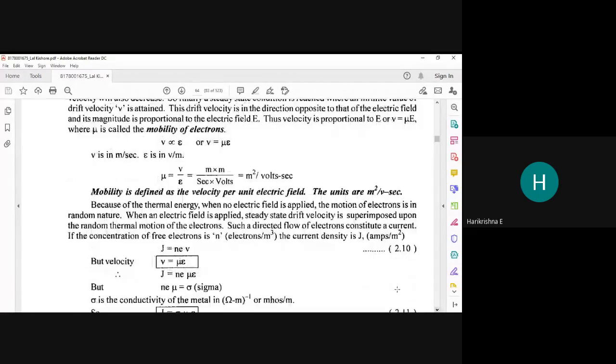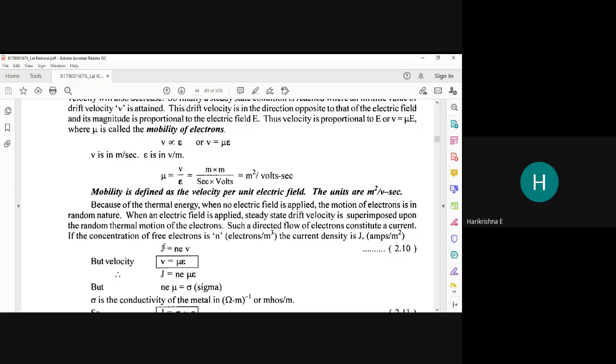Now, the next parameter is J, current density. The units are amperes per meter square. And you can see here in this discussion, N is discussed. N is nothing but the number of free electrons per meter cube.